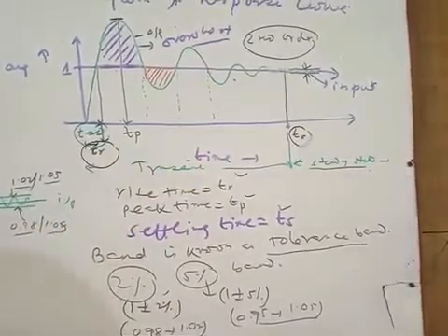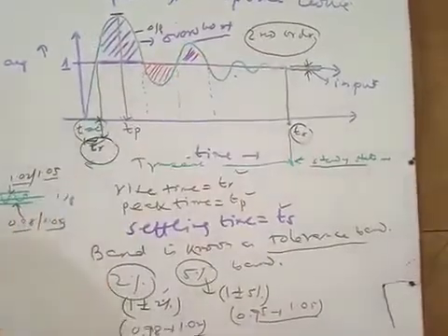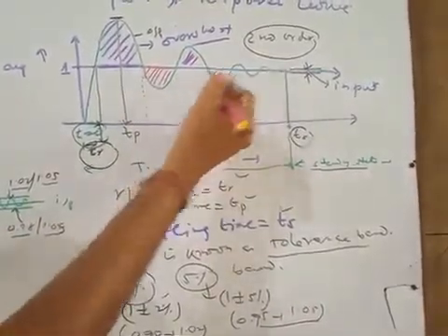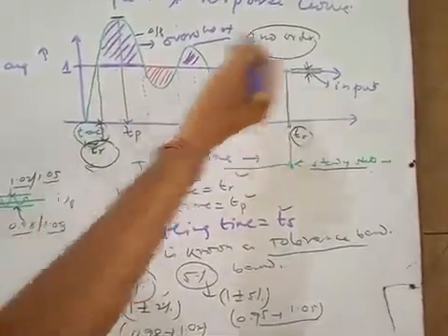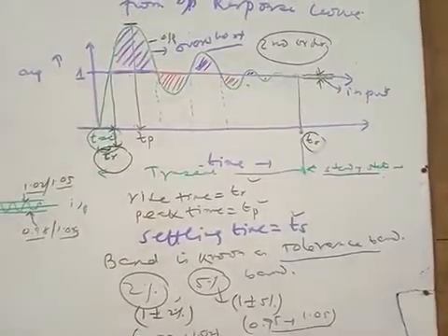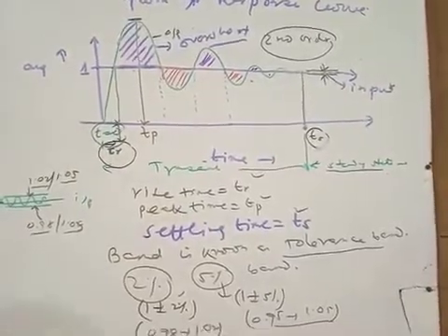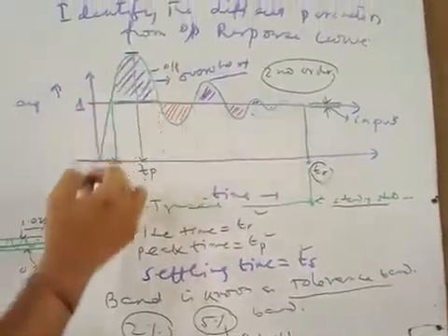Above the desired value, this is overshoot. This is also overshoot. Similarly, this is also undershoot, and this is also overshoot and this is also undershoot. So there are certain undershoots and overshoots. In order to get the percentage, that means peak overshoot, we have to get the value. Peak overshoot is denoted by T.